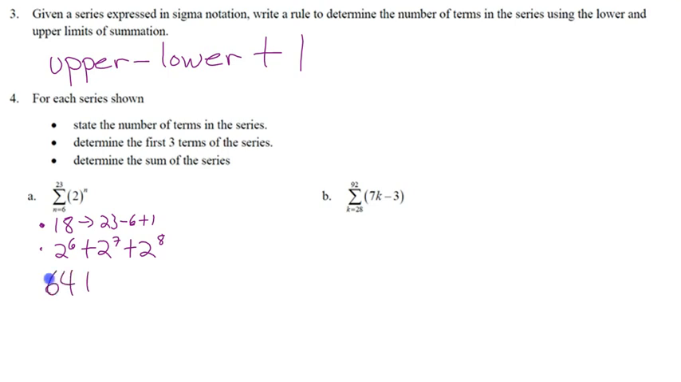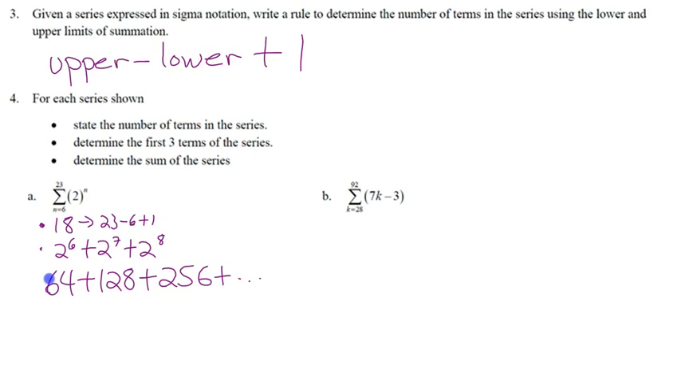So this is 64 plus 128 plus 256. 448. I have a question. For the determine the sum of the series, do we have to determine the 64 plus dot dot dot? So we're looking at the first three terms just to give us an idea, right? What kind of series is it?